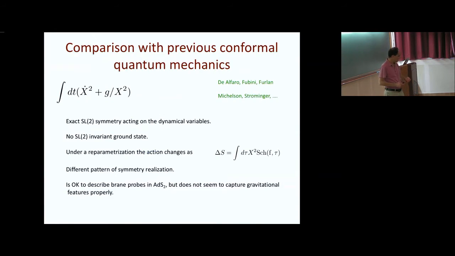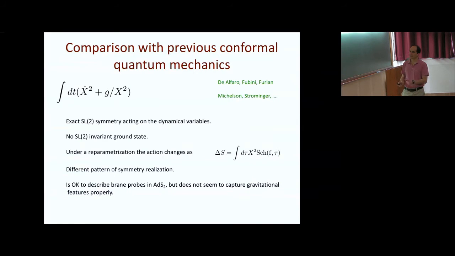Now here is a random comment. People in the past have discussed simple actions like x squared plus g over x squared. This is a simple quantum mechanical action that has an SL(2,R) symmetry, and for this reason people thought they might be related to extremal black holes. But here the SL(2,R) symmetry is realized in a different way. In this case we don't have SL(2,R) invariant states, and we have an exact SL(2,R) symmetry acting on the dynamical variables. We don't have the reparametrization symmetry, and so we have really a different pattern of realization of symmetries. We'll see later that the pattern of realization of symmetries in AdS2 matches the one we had in the SYK model. So the SYK model is a better, more faithful model for AdS2.